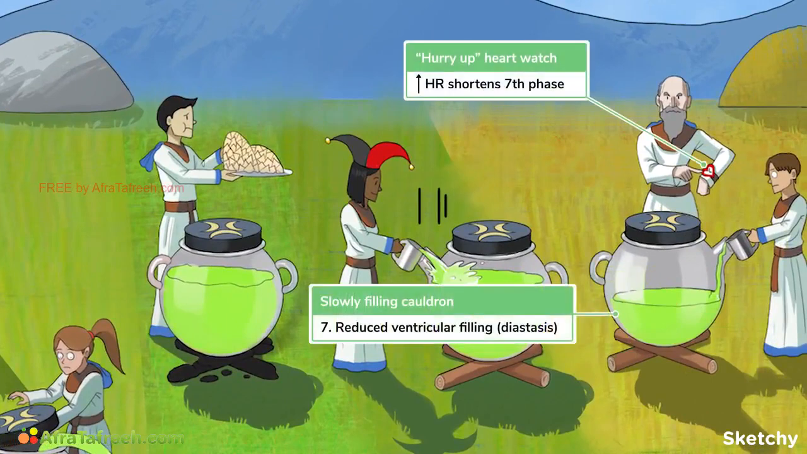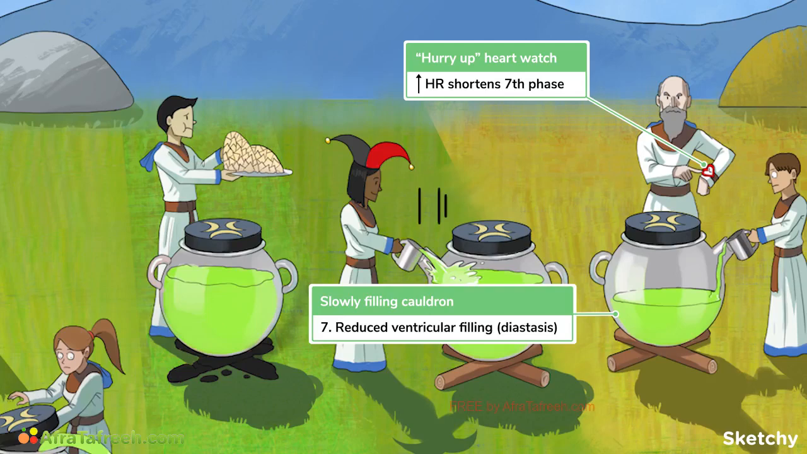During this phase, ventricular filling continues, but at a much slower rate, hence why this overly cautious intern is filling her cauldron so slowly. At rest, this phase is the longest of the cardiac cycle, although its length is determined by the heart rate. As the heart rate increases, there is less time in between beats for ventricular filling, which will greatly reduce or even eliminate this phase.